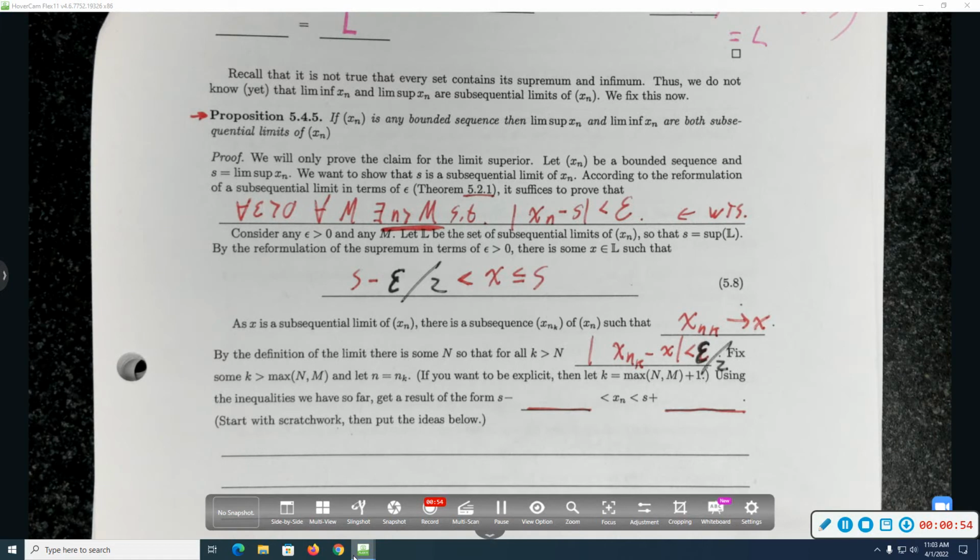Before going to the proof, let's make sure of the motivation for what happens next. Eventually I want to get a term in the sequence that's pretty close to lim sup. Lim sup, by its very formulation, is really close to a subsequential limit, in that you can get this distance to be less than epsilon.